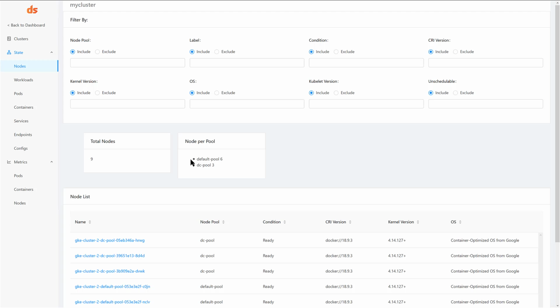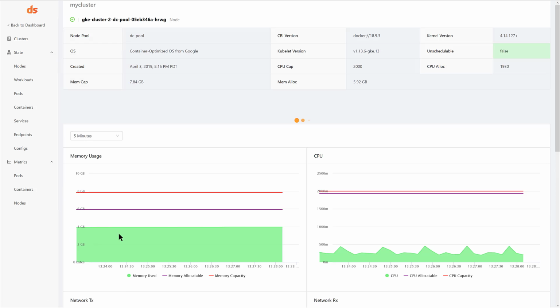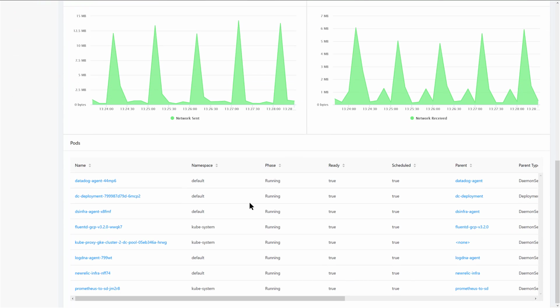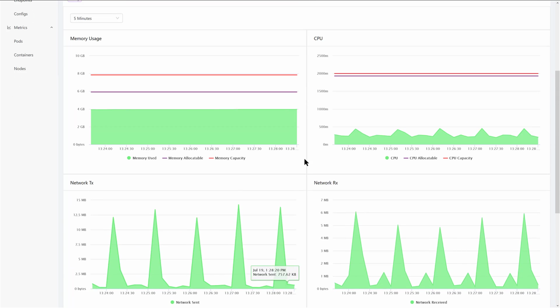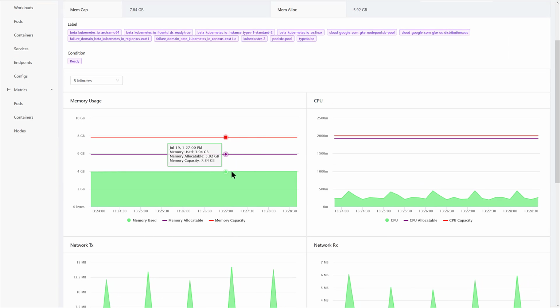Let's look at all the nodes in this cluster. This cluster seems to have 2 node pools. Let's look at the nodes in the DC pool. Let's go and take a look at this particular node here. And we can see its state, its metrics, and all the pods deployed on this node. The metrics for a node show the allocatable and capacity metrics for CPU and memory.